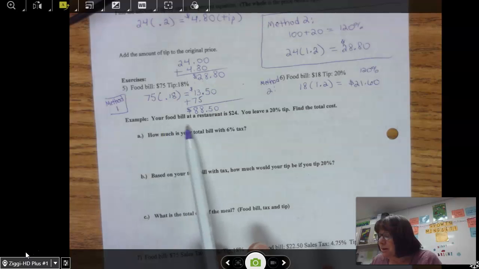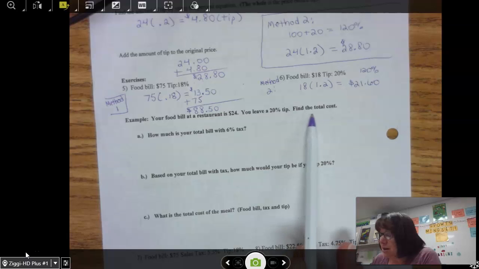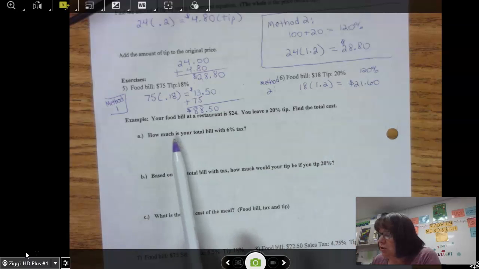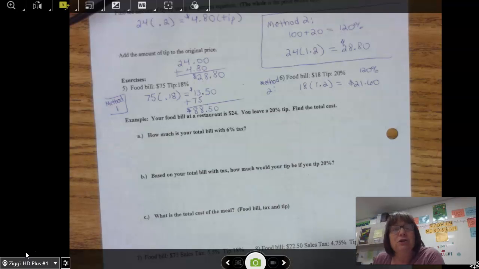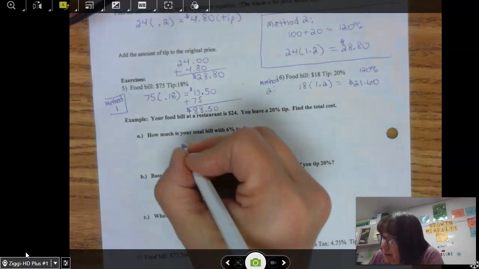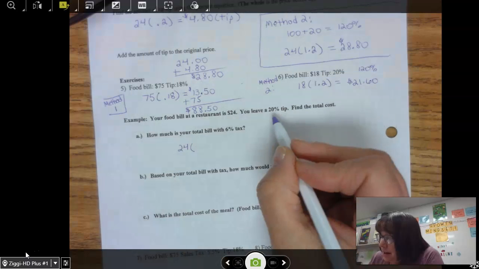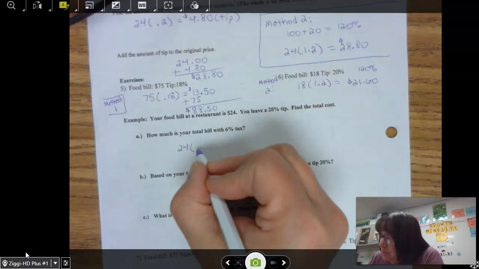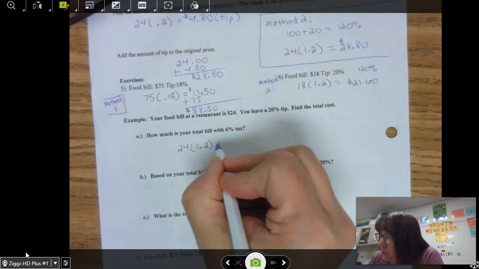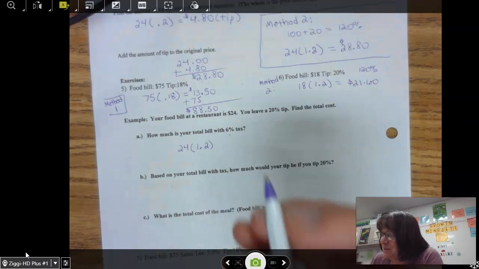If your food bill at a restaurant is $24 and you leave a 20% tip, find the total cost. So how much is your total bill with 6% tax? So here they want the total bill. So I could easily take the $24. I'm going to use method 2 here. And I'm going to multiply by my tip added to 100%, which would be 1.2. Oh, wait, I'm doing the tax. 6% tax. Sorry, I got jumped up here.